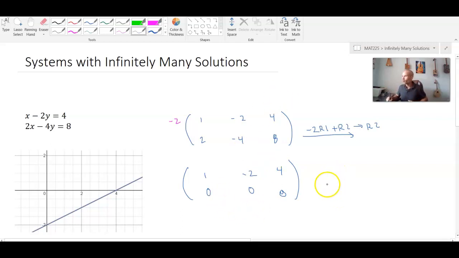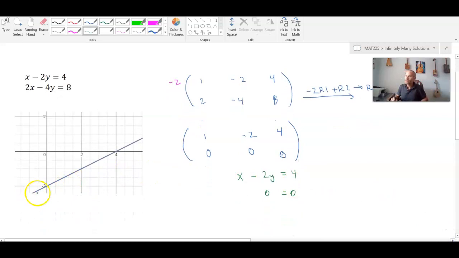So we could write out our solution as follows. We could say x minus 2y equals 4, and the second equation just says 0x plus 0y equals 0. And that's not a very useful equation. That's just confirming what we've already known for a long time, that 0 equals 0. So in this case, it appears that there are infinitely many points along here where the two lines intersect.